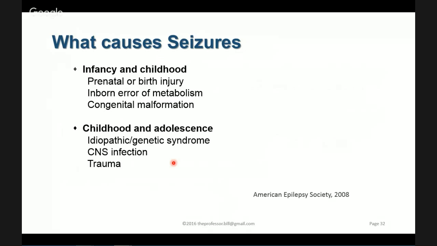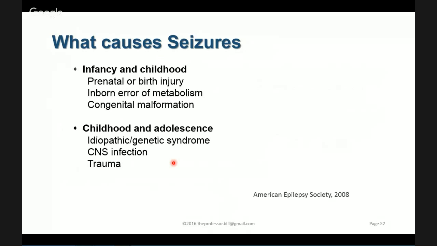You might have had an injury during your prenatal term or during birth. It could be because of an inborn error of metabolism. I don't have this slide, unfortunately, anymore. I took it out of the slide deck, but we know that, for example, your levels of GABA and glutamate at a very early age are really important as to whether or not you will develop seizure activity, and that's because of your early metabolism.